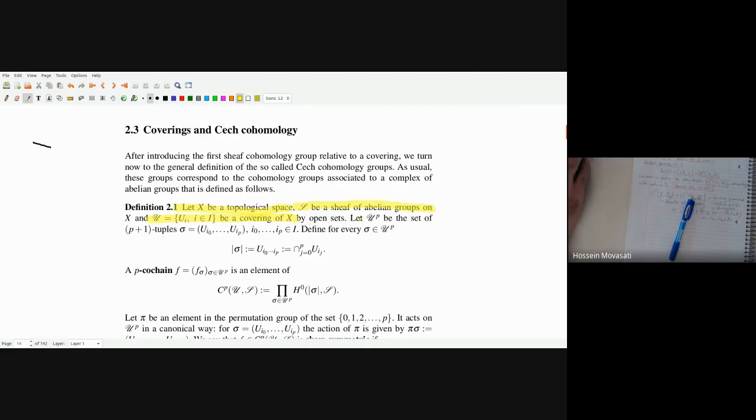And okay, so we define this calligraphic U for the covering. So calligraphic U^p will be the set of these (p+1)-tuples of the open sets U_{i_0}, ..., U_{i_p}. So remember that U^p is the (p+1)-tuple. That's why our index starts from 0.